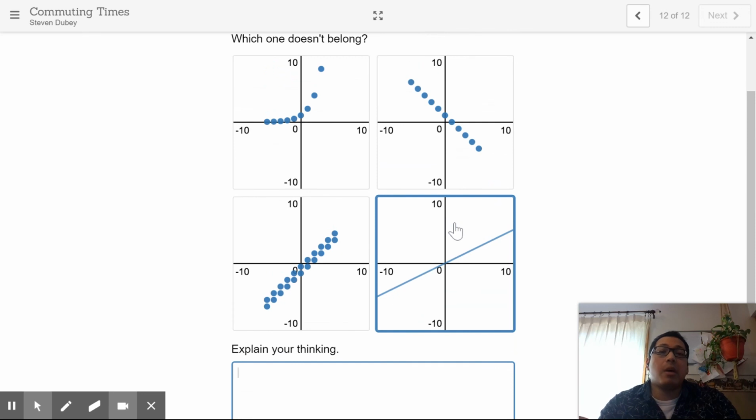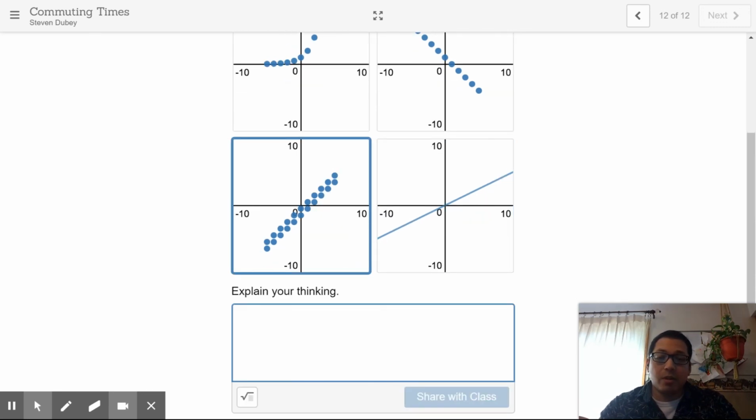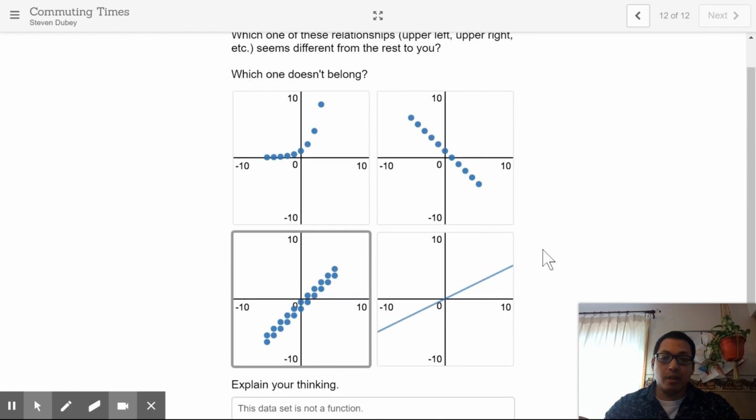It looks like it's a model as opposed to a data set. So it's really up to you. I'm personally just going to pick this one and say this data set is not a function. But you could have picked any one.